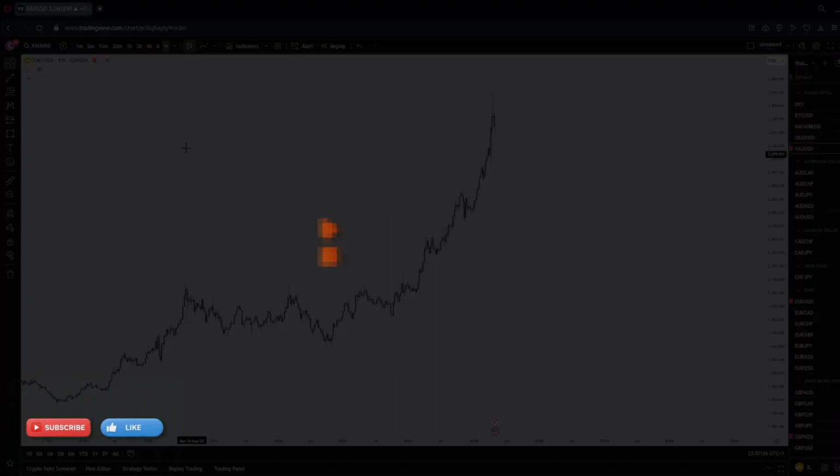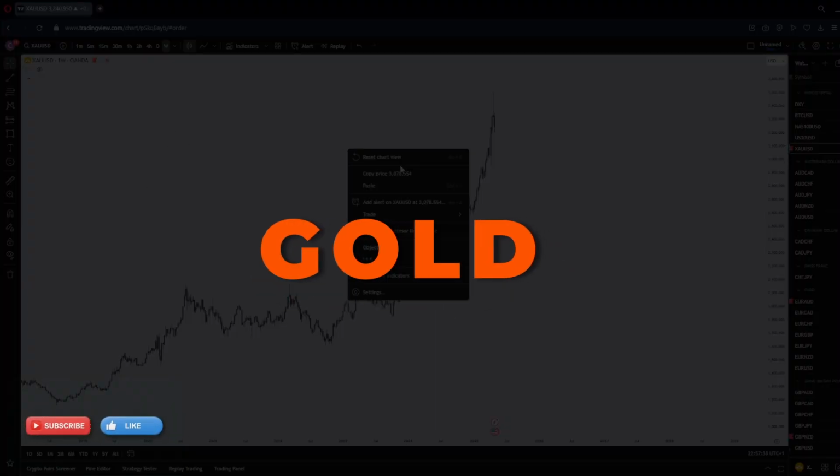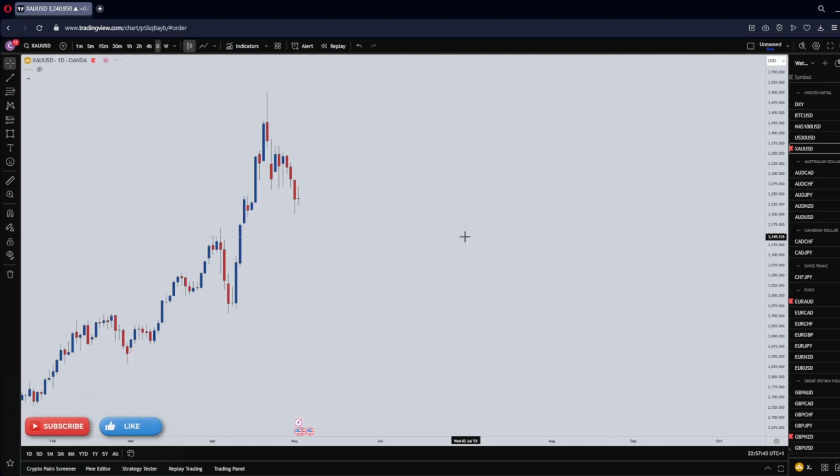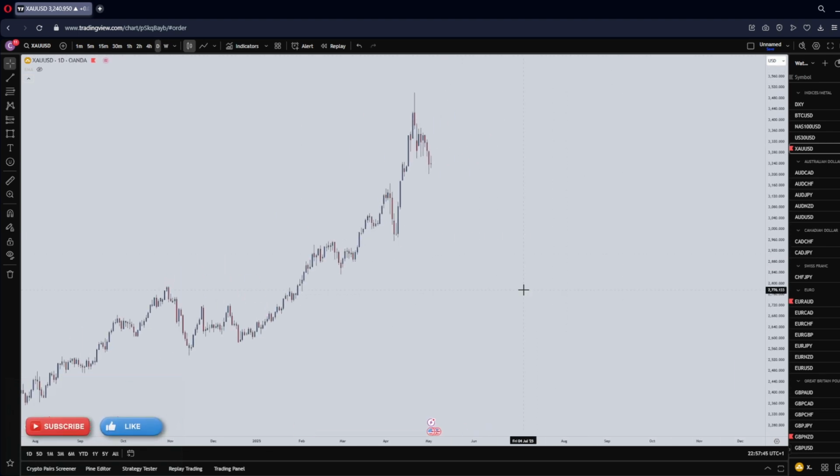Let's go to gold. This is gold on the weekly time frame. Now, this is a clean chart. Let's go to the daily time frame. The basis of the strategy is basically support and resistance and trend lines.